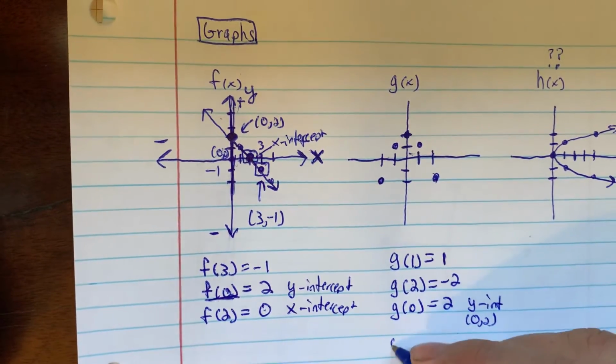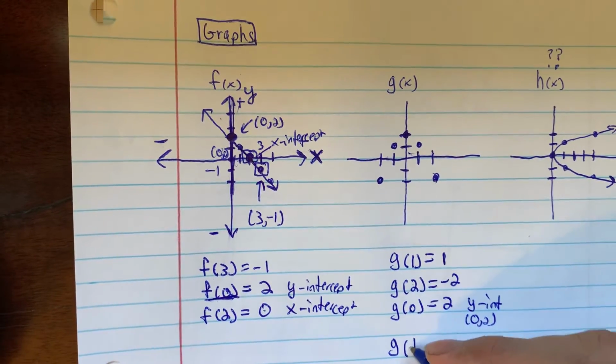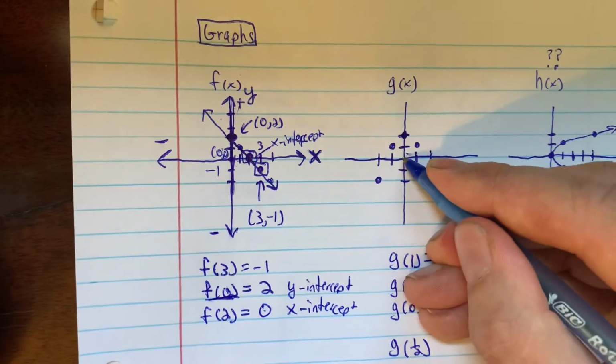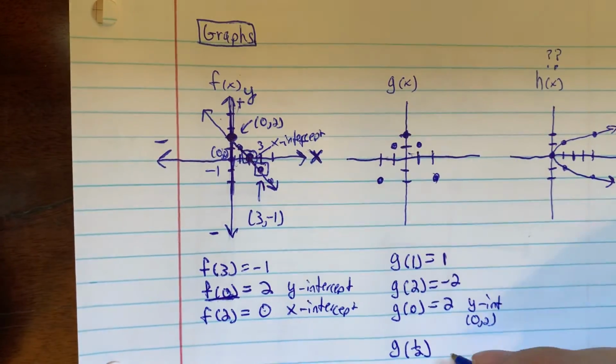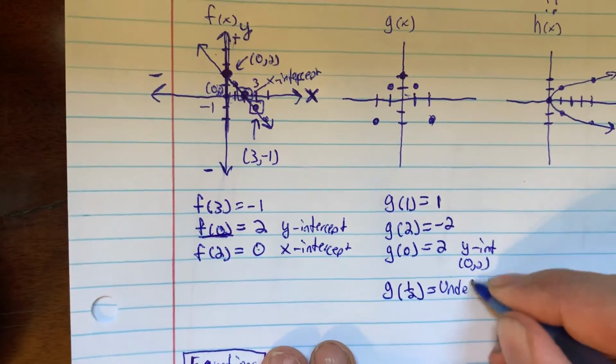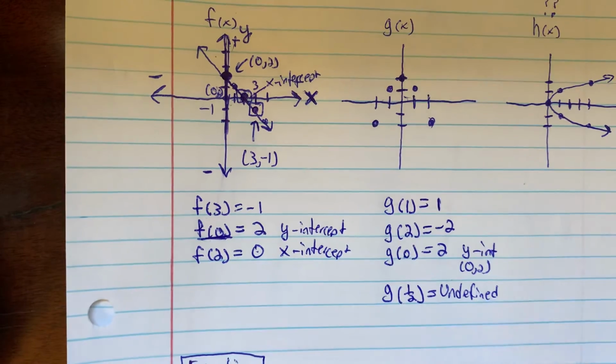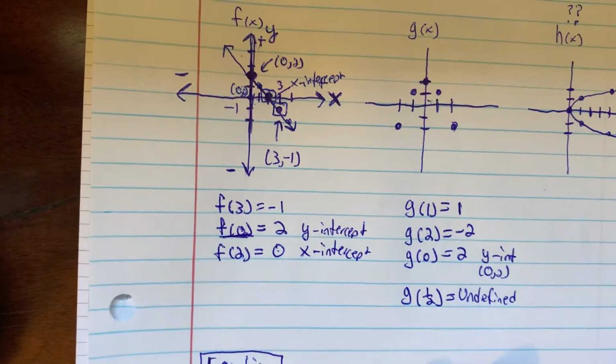In fact, I want to ask another question. What is g of 1/2? So when the input is 1/2, what is the output? And the answer here is undefined. g is not defined at 1/2. There is no output that is clearly given by this graph.